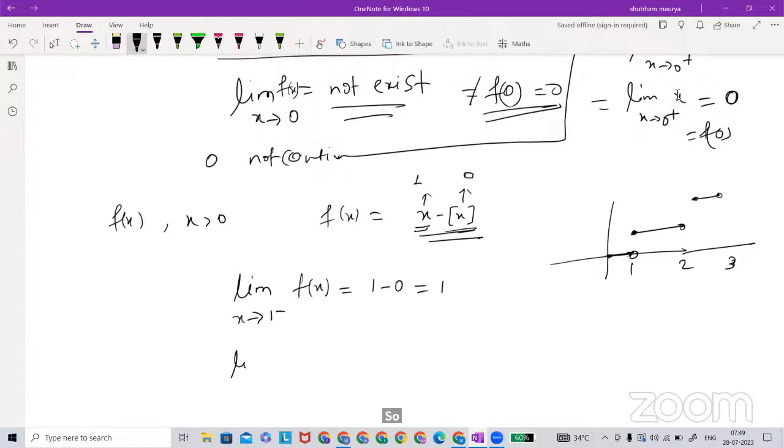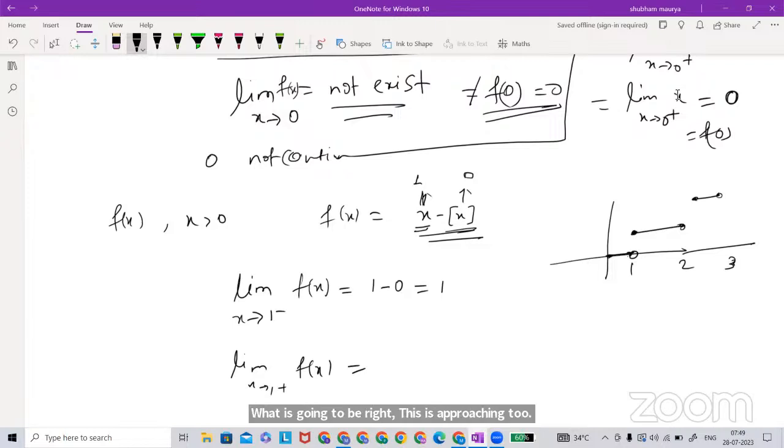And let's write the right limit. What is going to be the right limit here? This is approaching 1 again. But here, this one approaches 1. So 1 minus this: this is approaching 1, and this is approaching 1 from the right side. 1 minus 1 is 0.